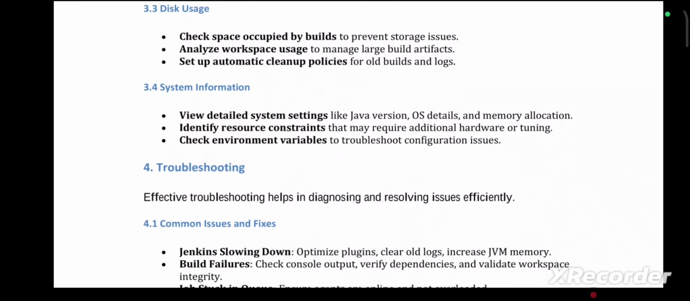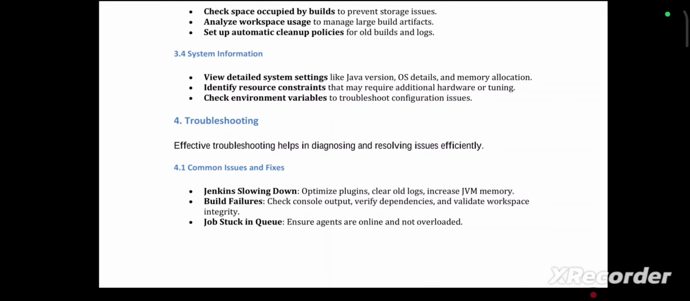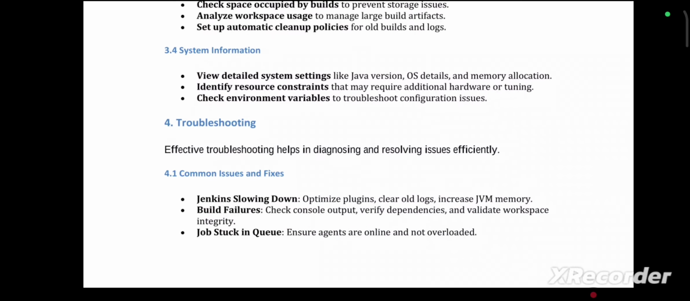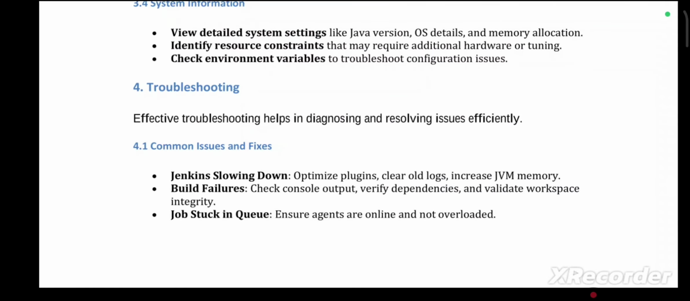And the fourth component was troubleshooting. Effective troubleshooting helps in diagnosing and resolving issues efficiently. These are some pointers in it. Common issues and fixes: Jenkins is slowing down.